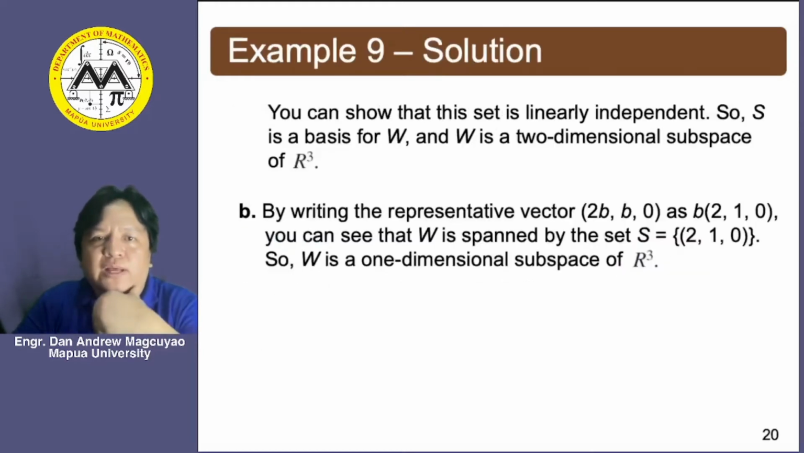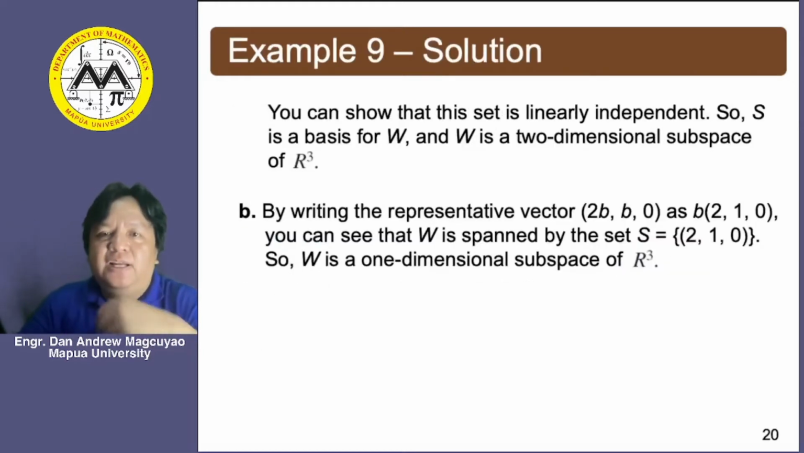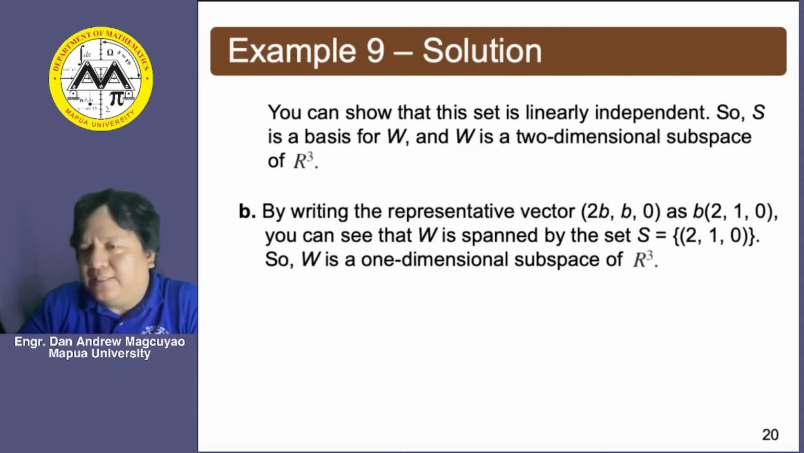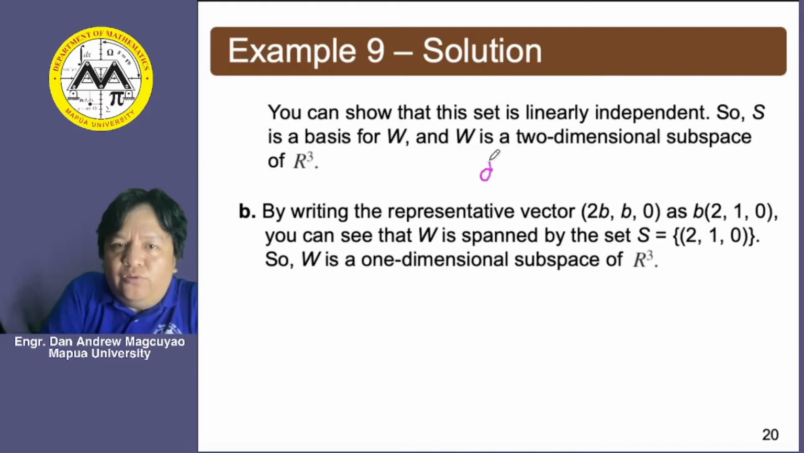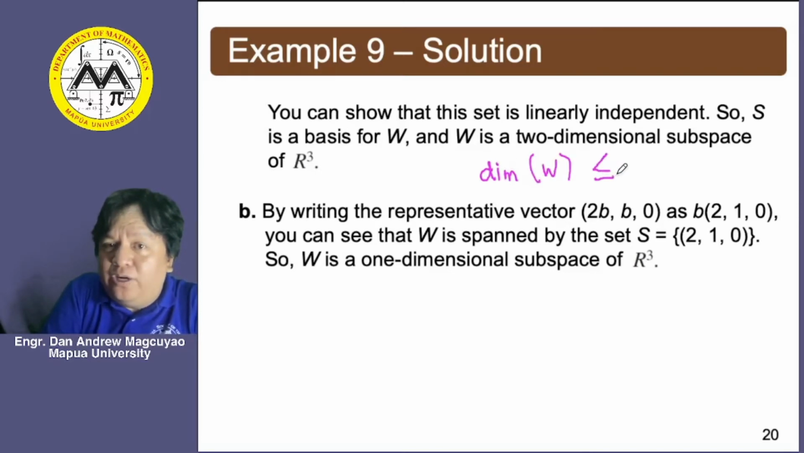You can show that this set is linearly independent. So S is a basis for W, and W is a two-dimensional subspace of R cube. So it's not necessarily n, it is a subspace, so it is of smaller magnitude. So the dimension of the subspace W can be less than or equal to n.